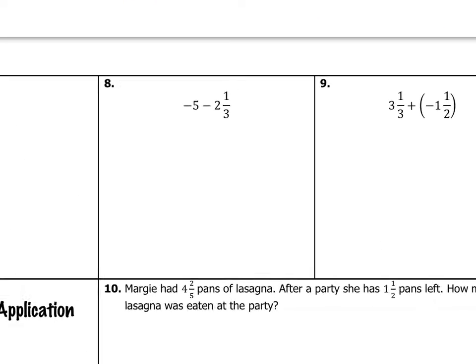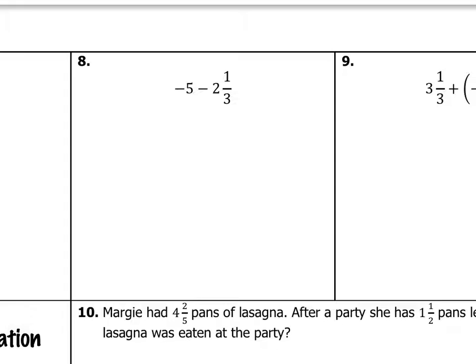All right, number 8, negative 5 minus 2 1/3. Negative 5 is a whole number, but we'll still write it as an improper fraction. And so it's going to be negative 5 over 1. And then my mixed number 2 1/3 can be rewritten as 7/3. So we have negative 5 over 1 minus 7/3. The LCM of 1 and 3, that's pretty simple. It's 3. So I need to change my 1 to a 3 by multiplying by 3. This gives me negative 15/3. And then I have minus 7/3 still.